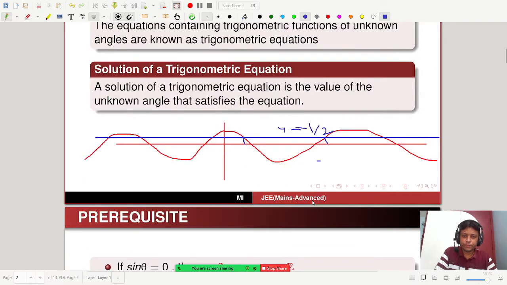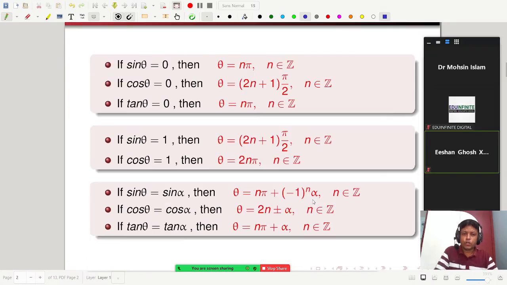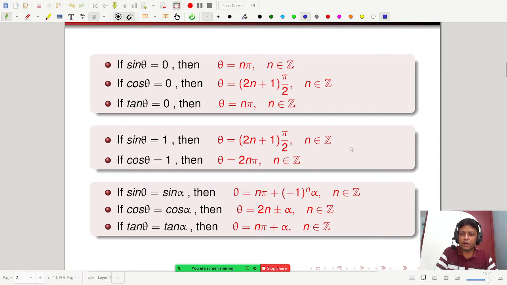Now, we have some general values, some prerequisites before we go to the problems. These general values are developed using the concept of periodic nature. If sin theta equal to 0, theta equal to n pi, where n is an integer: 0, plus minus 1, plus minus 2, etc.